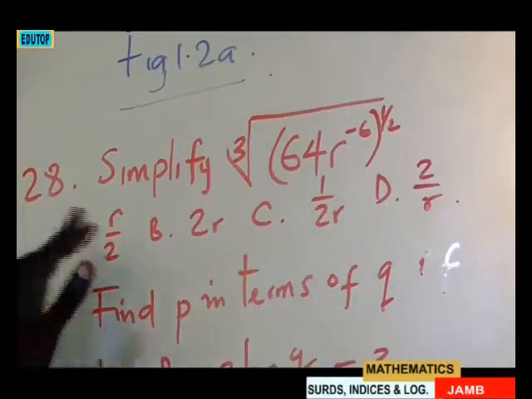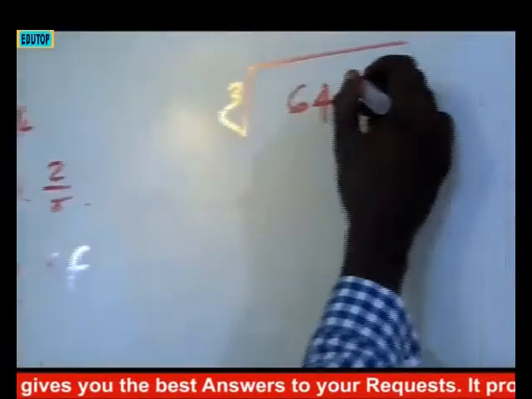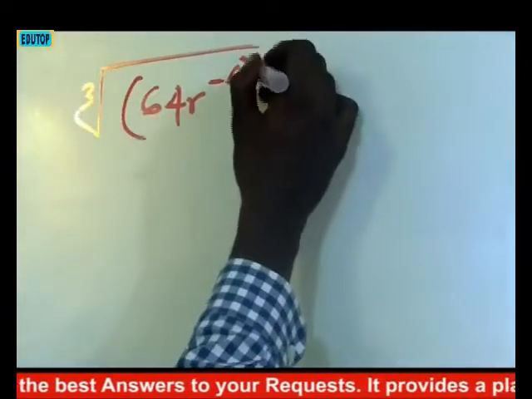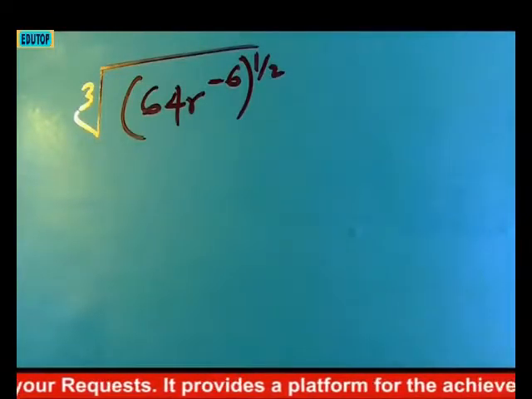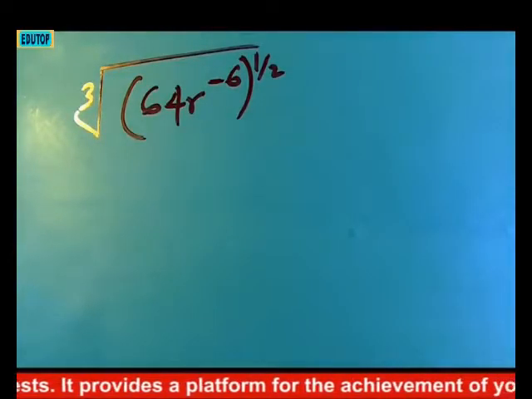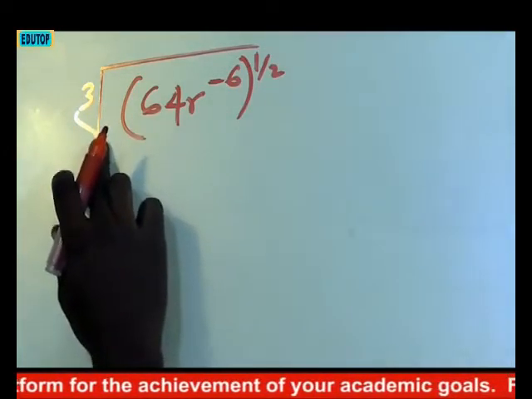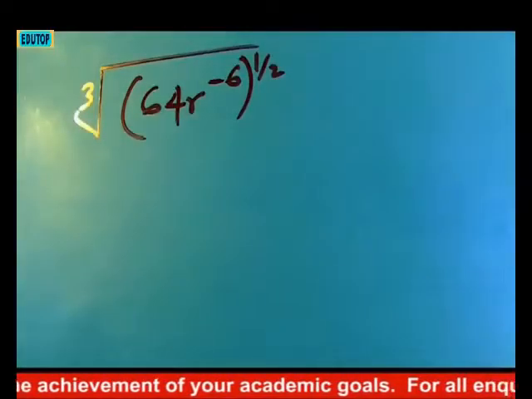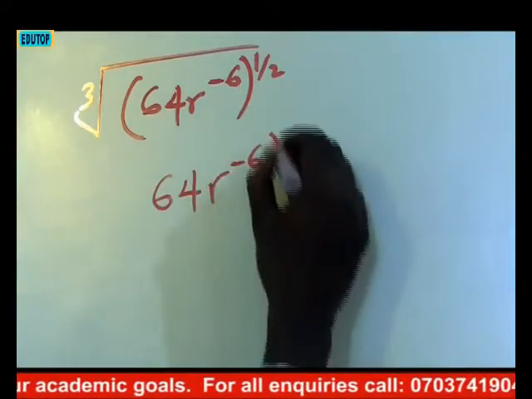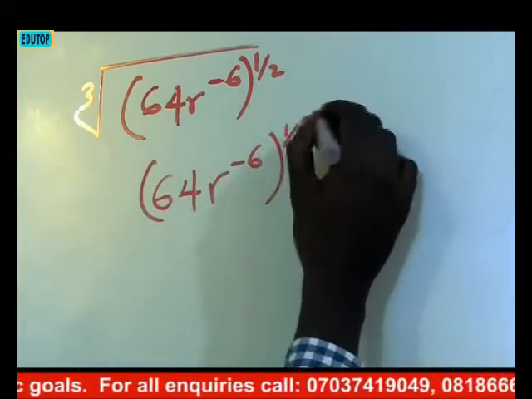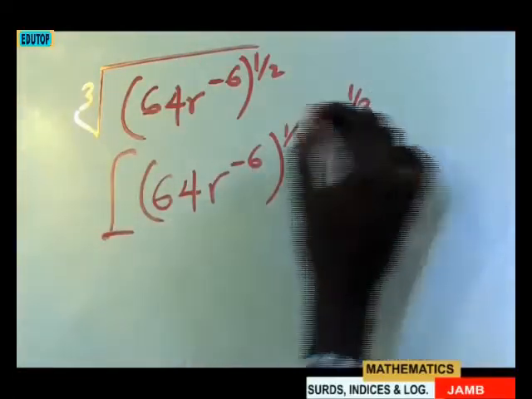Question number 28, which says that 64r raised to power minus 6, everything affected by r. So the question asks us to simplify this. So what we need to do here is to first remove this barrier. So if I want to remove this barrier using mathematical concept, I'll write 64r raised to power minus 6 affected by r. Then I'll put a complex bracket, which this barrier makes 1/3.